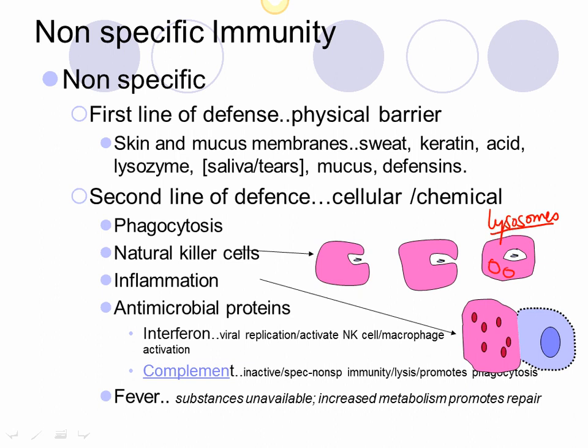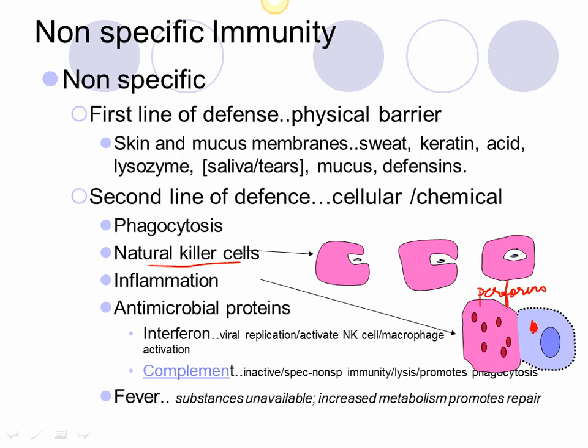Then another kind of cell we have which are lymphocytes. These are known as natural killer cells. They don't phagocytose, but inside these lymphocytes they have a number of granules, and these granules secrete something known as perforins and other substances. So what they do is attach themselves to a cell which has been infected by a virus. So imagine that this is a cell which has a virus inside, or maybe it's a cancer cell.